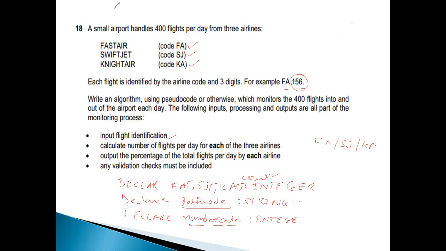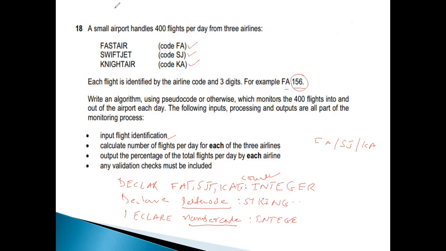then you do print FA equals FAT percent. Print SJ equals SJT percent. Print KA equals KAT percent. Just completed. Then, yeah, that's it. That's everything.